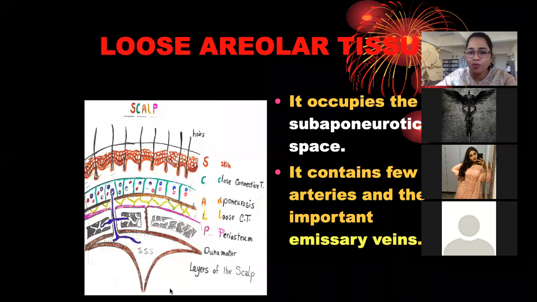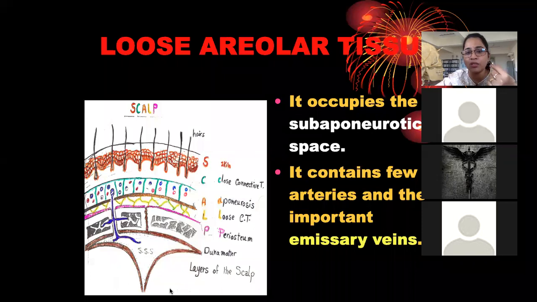Are you guys understanding how this loop works? Okay, you can make a flow chart of how that thrombus can cause death of a person.